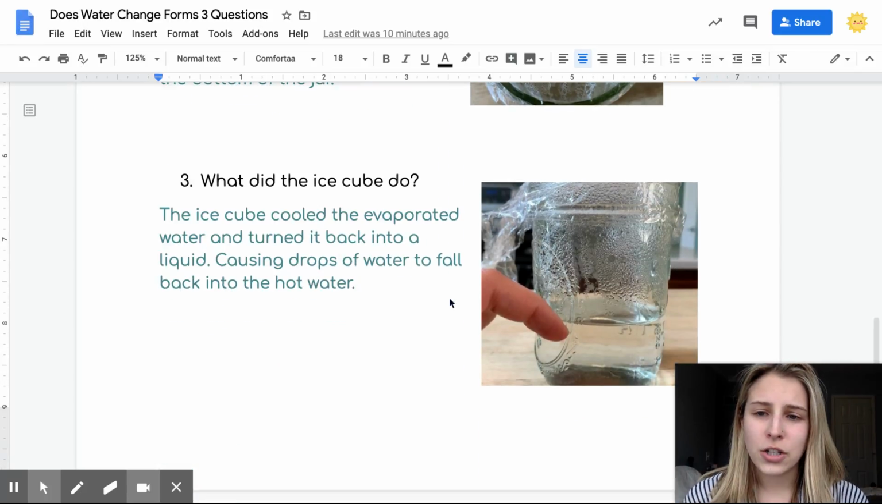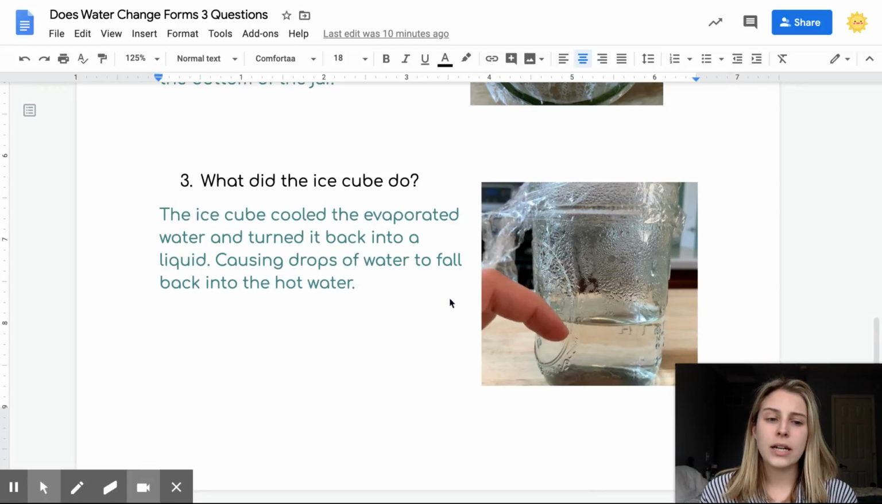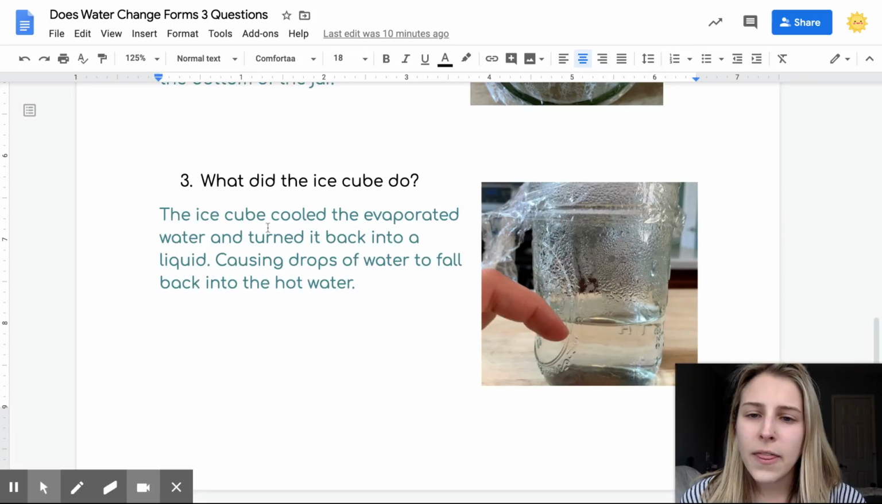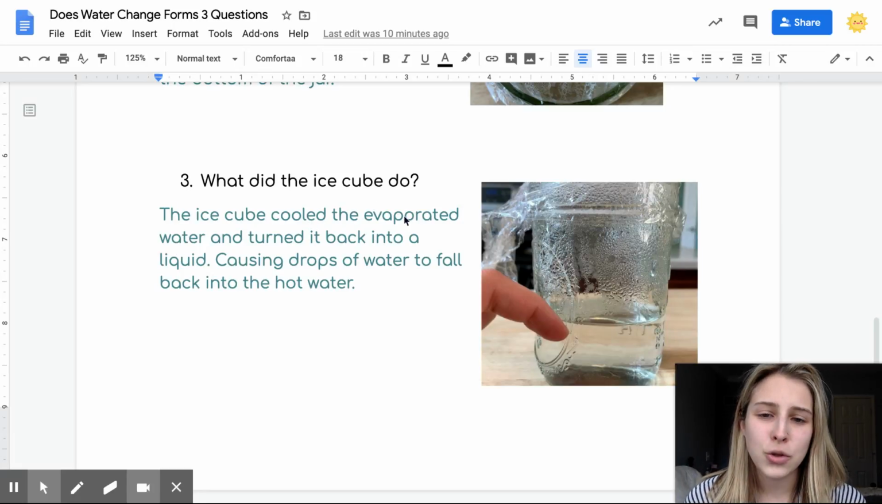All right, question three. What did the ice cube do? So in this experiment, why did we put an ice cube on top, right? All right, so the ice cube cooled the evaporated water and turned it back into a liquid. So this caused the drops of water to fall back into our hot water.